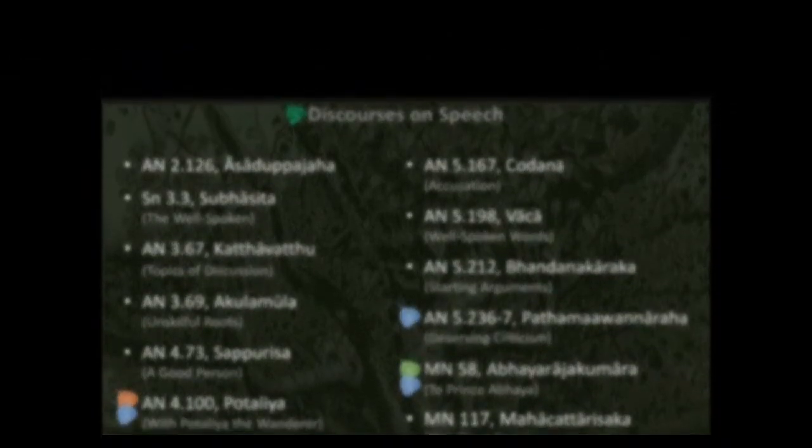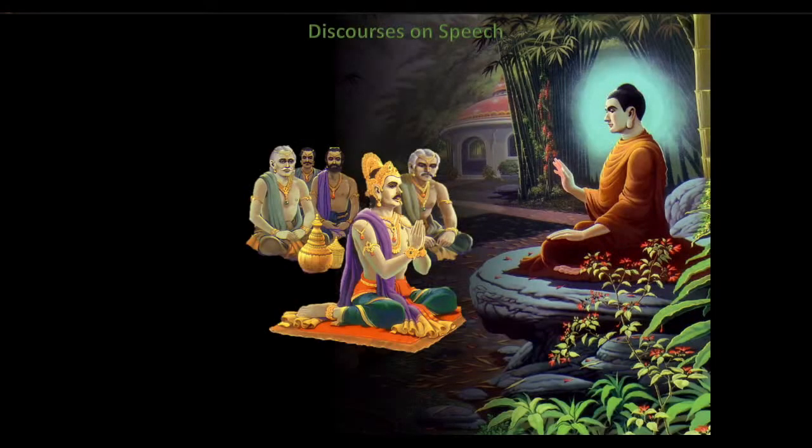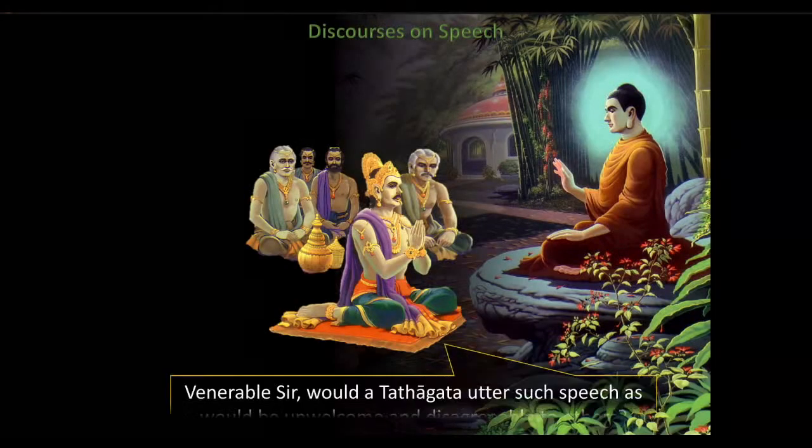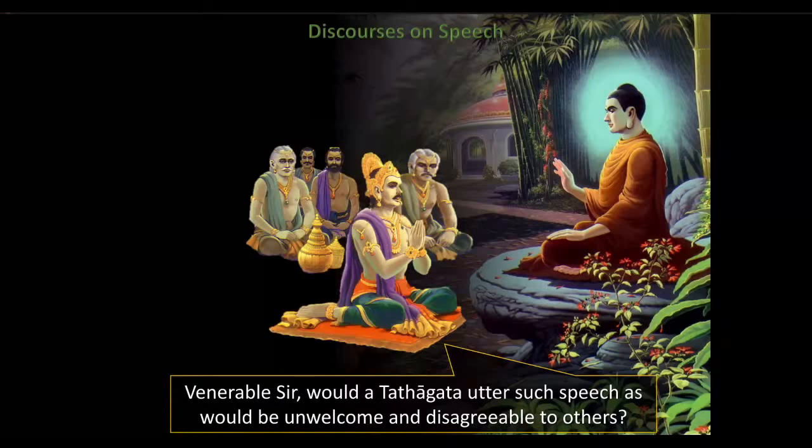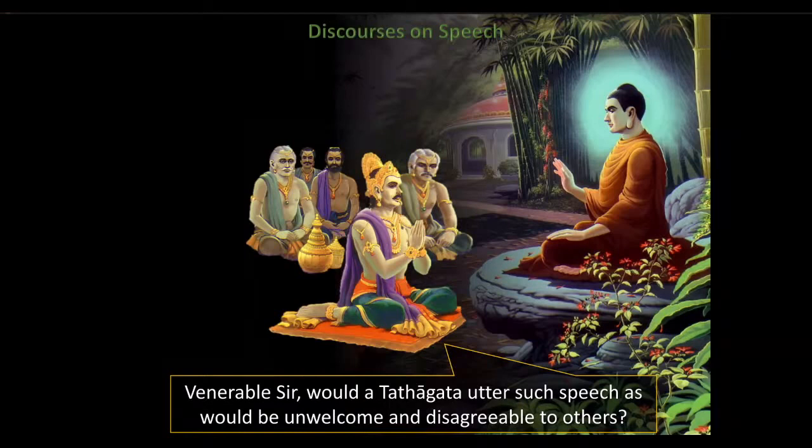So besides the standard definition for right speech, two other suttas are very frequently quoted. Let's look at them. The first one is this. Now, Prince Abhaya was a son of King Bimbisara, but not heir to the throne. At that time, he was a follower of Nigantha Nataputta, who advised him to ask the Buddha this question. You can read this: Venerable sir, would a Tathagata utter such speech as would be unwelcome and disagreeable to others?